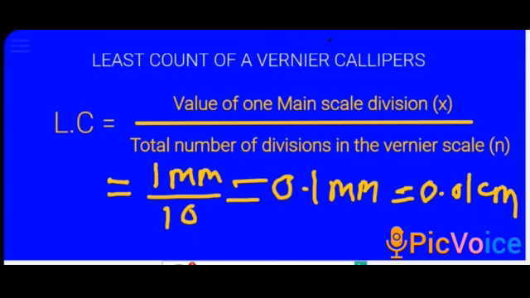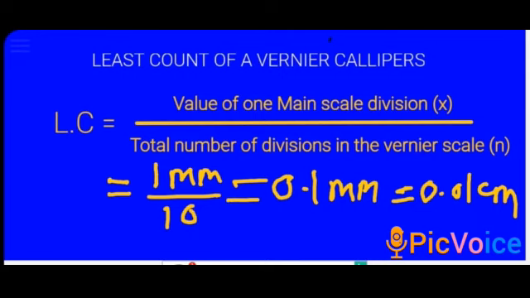Now what is the value of that one line? What is the distance between that 0 and the first line? It is 1 mm, because the entire scale is of 10 centimeter. So the distance between any two consecutive lines is 1 mm. So you will write 1 mm divided by the total number of divisions in the vernier scale.